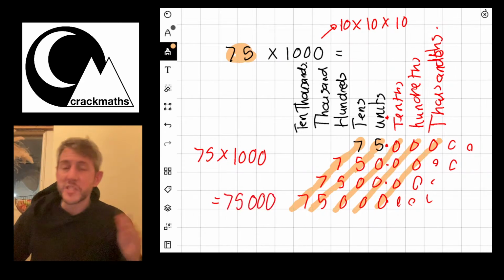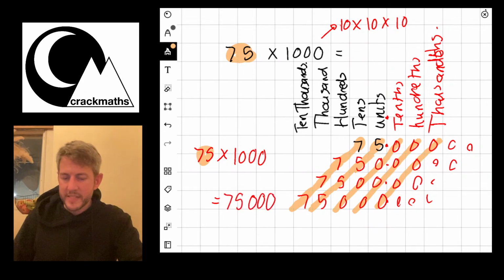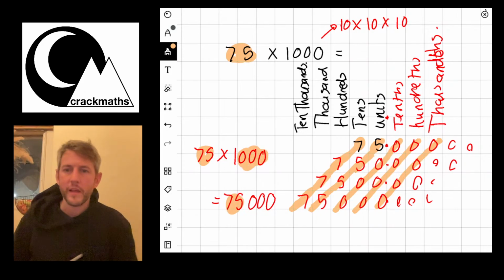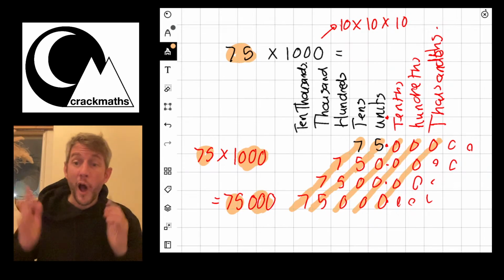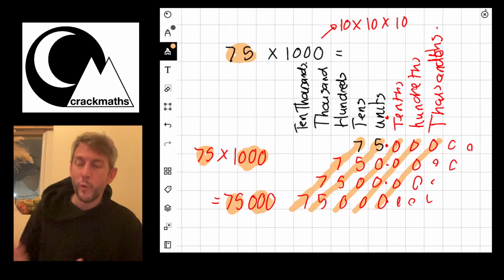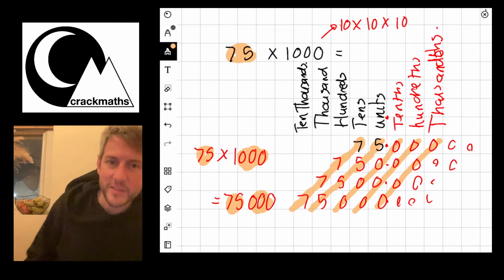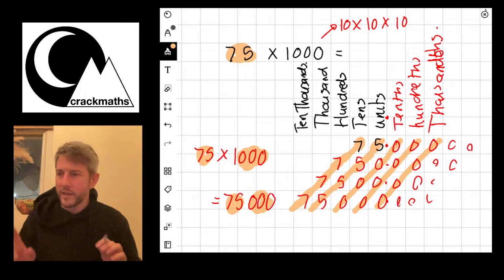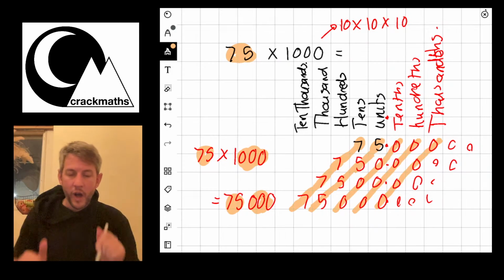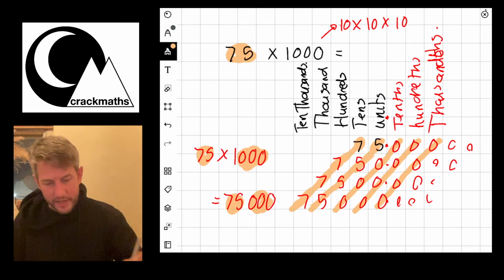And remember, we can spot the pattern for this because it's 75 and 3 zeros. Okay? And remember, however, this pattern only works when we're multiplying whole numbers by 10. This doesn't work for decimals. Okay, right. So what I want you to do is I'm going to write a question down like this.